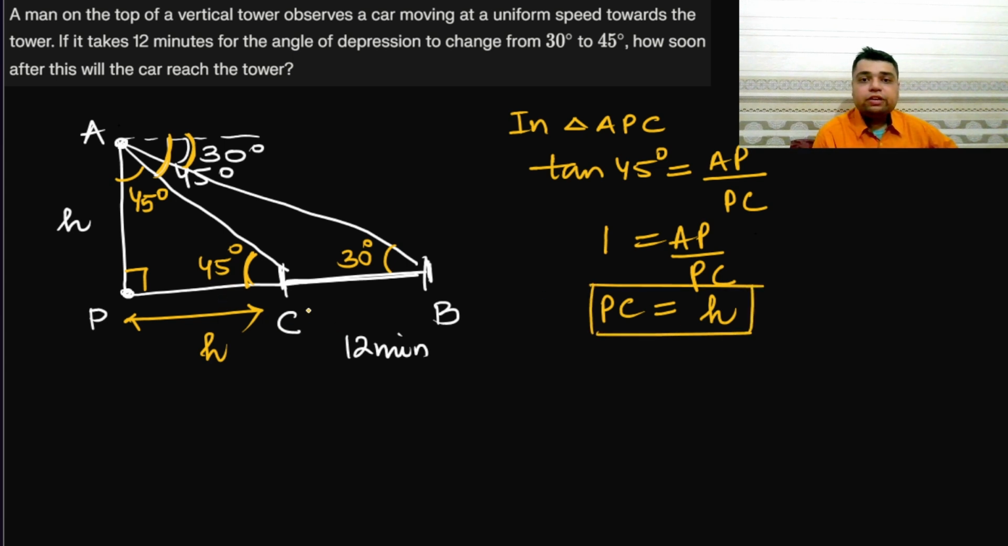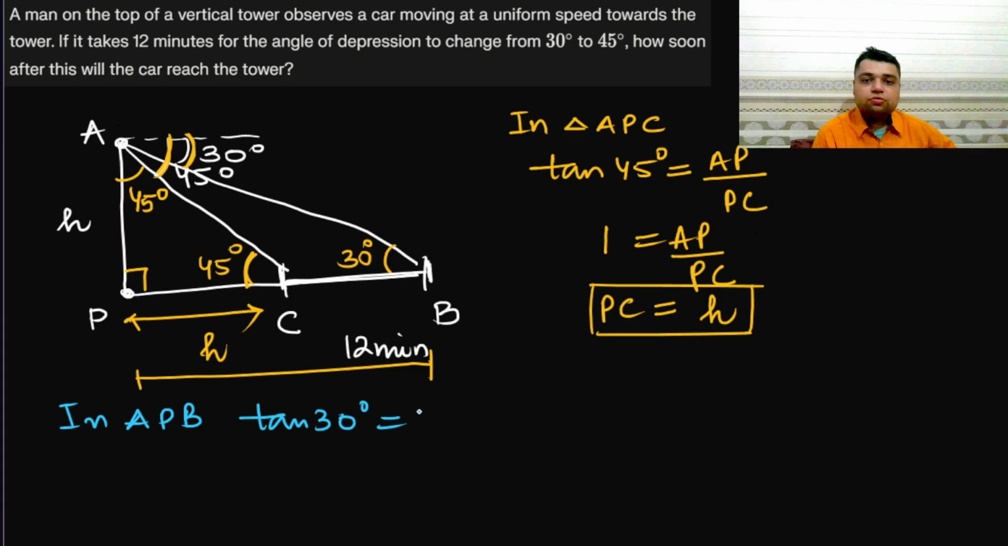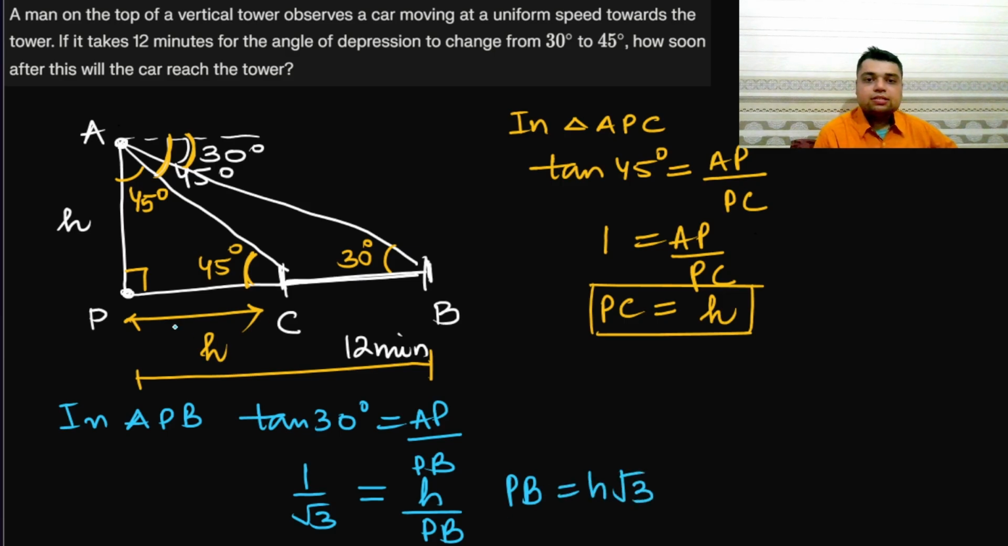Now we need to find this. Okay, now if we talk about this bigger triangle APB, I can say that tangent 30 degrees is equal to AP, perpendicular upon base, that is PB. So tangent 30 is what? 1 upon root 3 is equal to AP, AP is h, upon PB. So PB will be equal to h root 3. This is the total distance PB.